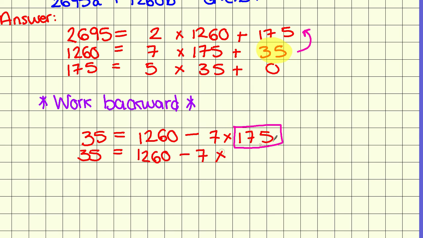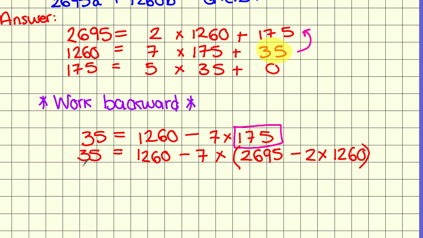Take away 7 times. That 175, we're going to rewrite in the same way that we rewrote 35. If you want 175 by itself, you need to subtract your 2 times 1260 on both sides. Here's where I tend to open brackets. Then you're changing your 175 for 2695, take away 2 times 1260. So you can see what I've done here. I went up to the next remainder, which is 175, and I've kept everything the same apart from 175, which I've rewritten in terms of this.